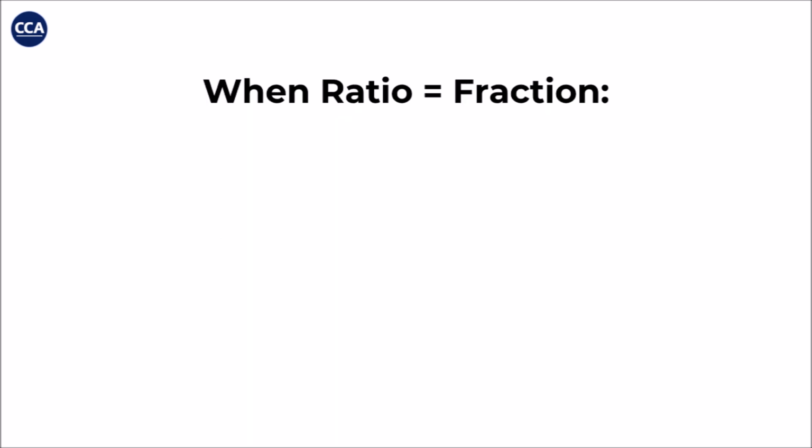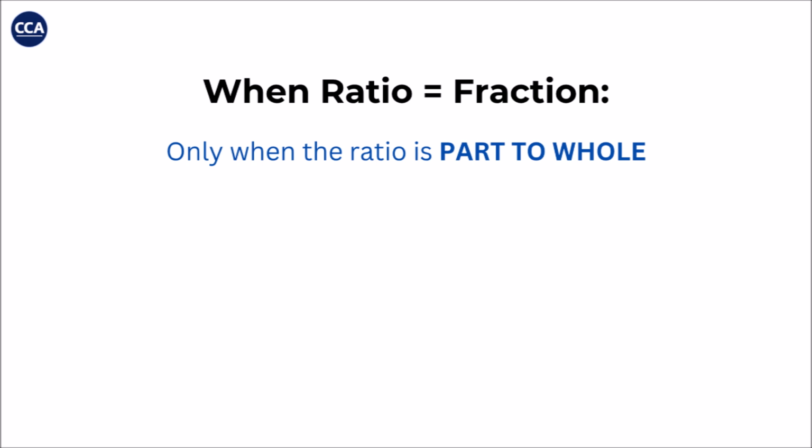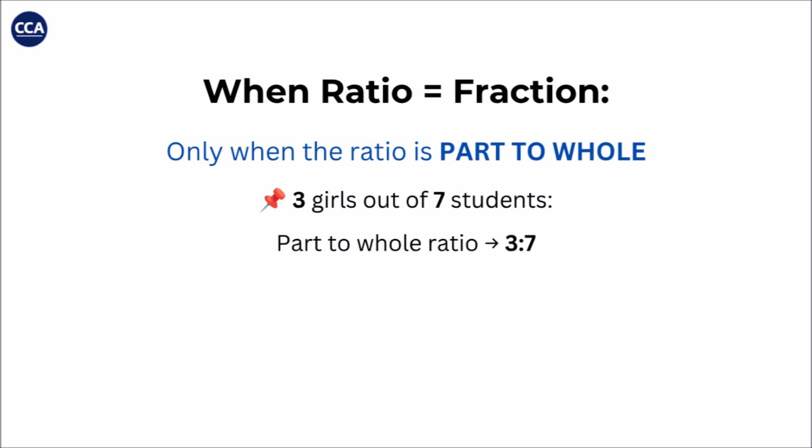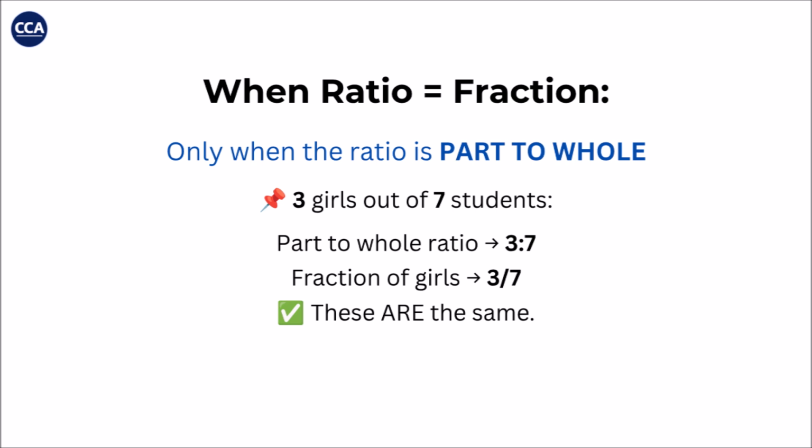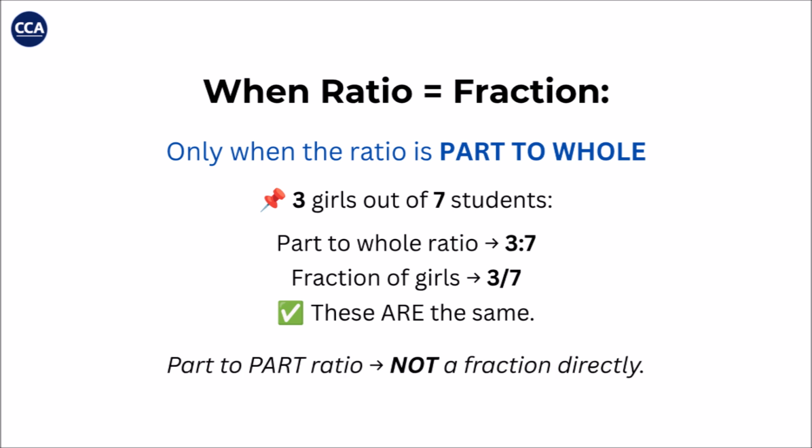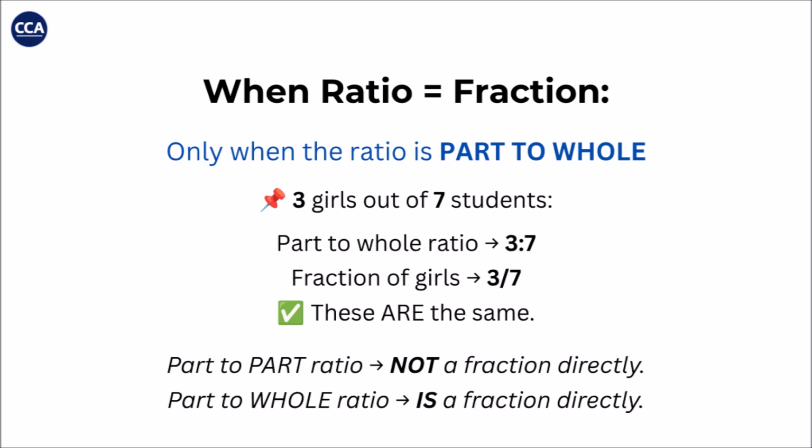ratio. Now, here is where it gets interesting, because sometimes a ratio and a fraction do mean exactly the same thing. This happens when the ratio is part-to-whole. Remember, a part-to-whole ratio compares one group to the total. If 3 out of every 7 students are girls, then the part-to-whole ratio of girls to total students is 3 to 7. The fraction of students who are girls is 3 over 7. In this case, 3:7 and 3 over 7 mean exactly the same thing. So, the rule is simple. Part-to-part ratio, not the same as a fraction. Part-to-whole ratio is the same as a fraction.